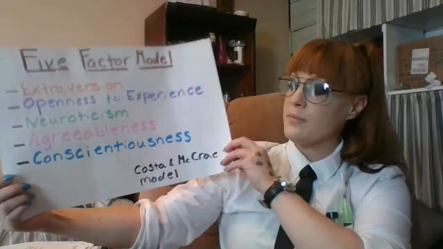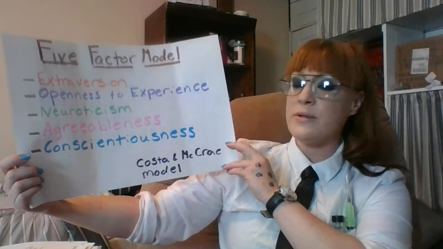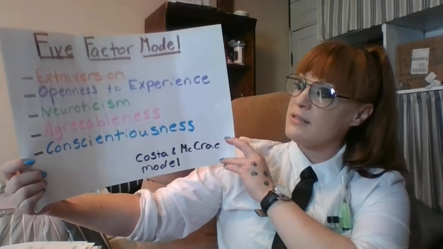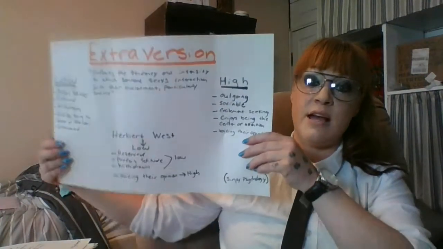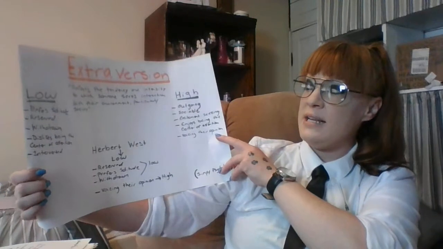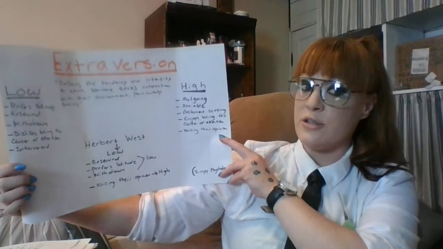So the first thing I'm going to go over is the 5-factor model, the Costa McCrae model. And this is extroversion, openness to experience, neuroticism, agreeableness, and conscientiousness. So first one we got is extroversion. Reflects the tendency and intensity to which someone seeks interaction with their environment, particularly socially.